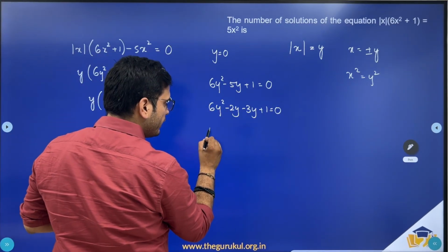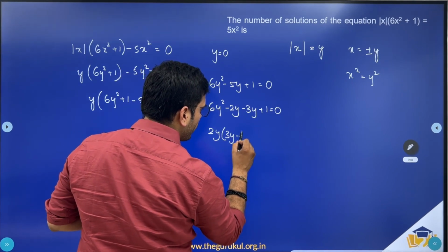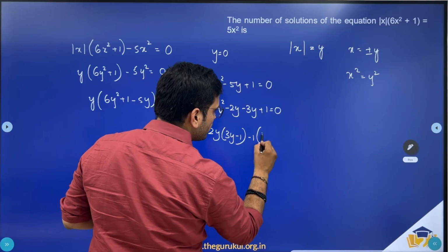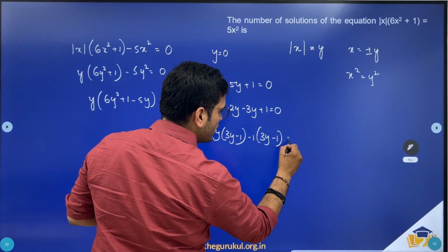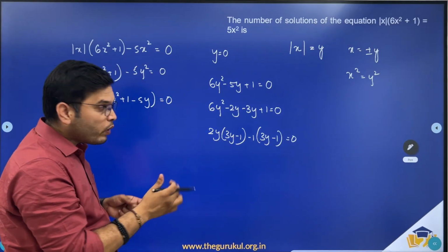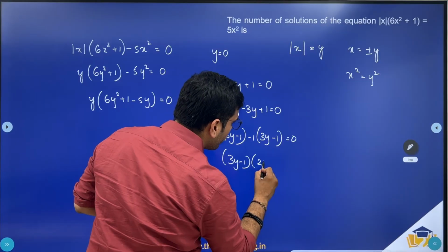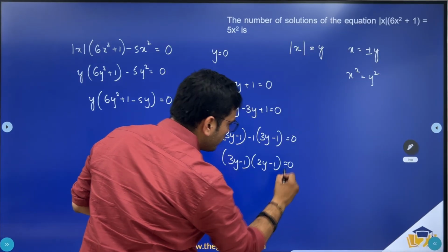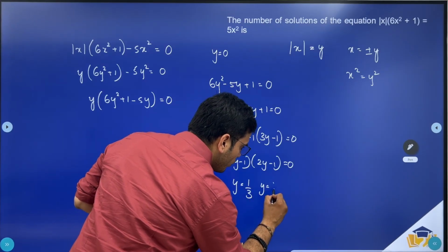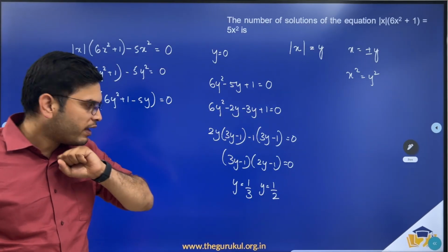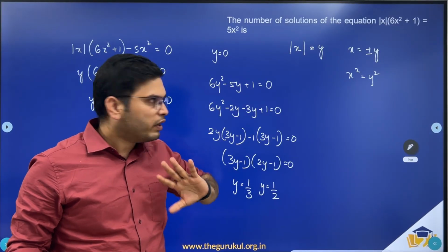Now between these two I can take 2y common, then you'll be having 3y minus 1, and here minus 1 common, so 3y minus 1 is equal to 0. Now between these two I can take 3y minus 1 common, so 3y minus 1 into 2y minus 1 is equal to 0. So we have y is equal to 1 by 3 or y is equal to 1 by 2. So we have three possible values for y. y is equal to 0, y is equal to 1 by 3, y is equal to 1 by 2, right?